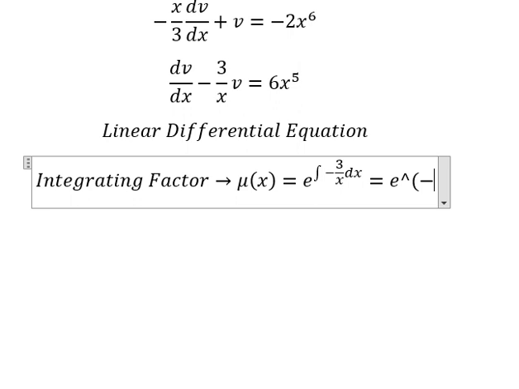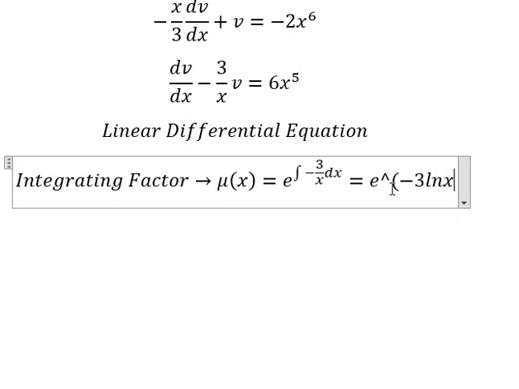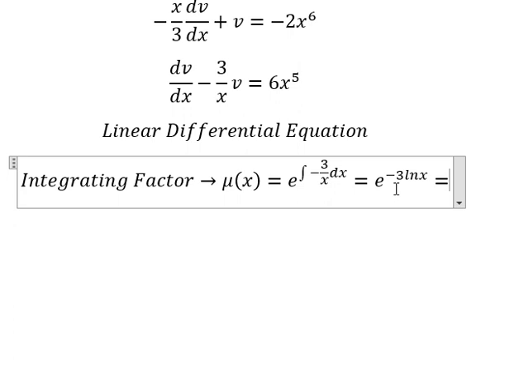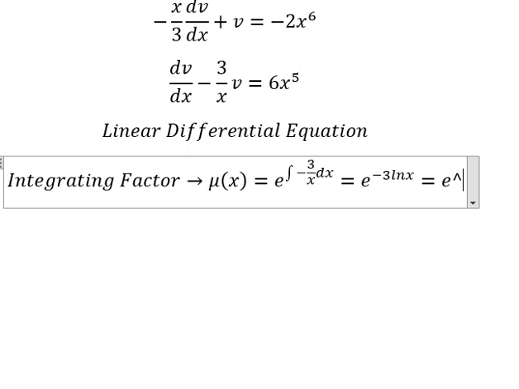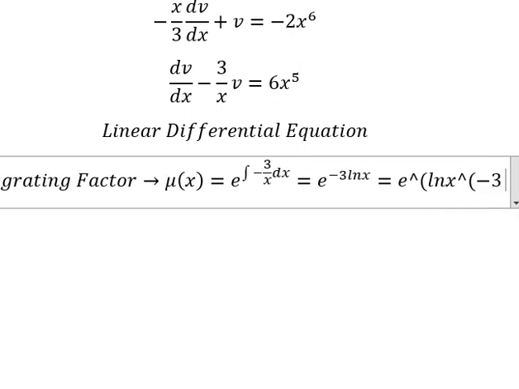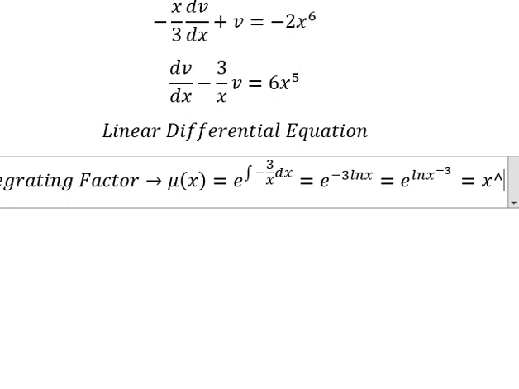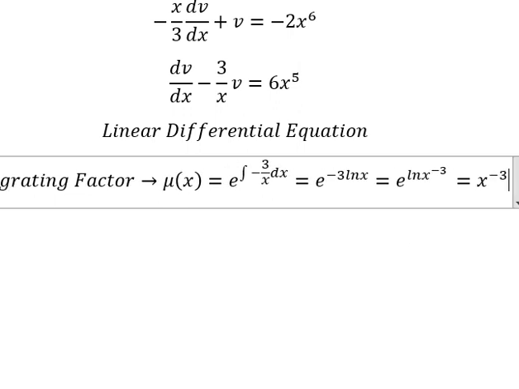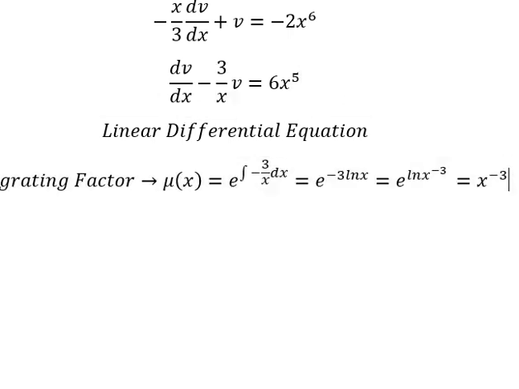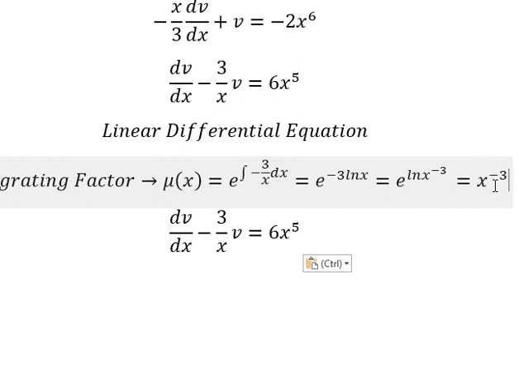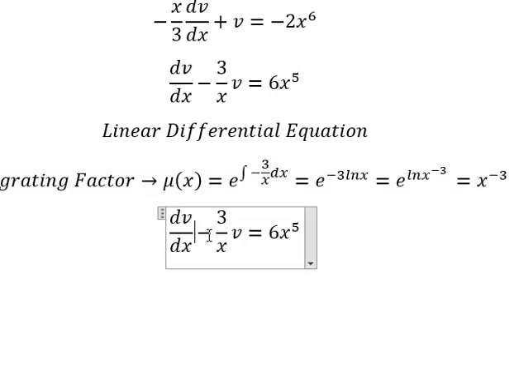This one we have negative 3 of x. Later, I will put negative 3 inside the natural log in here. And we have x to the power of negative 3. That means we multiply both sides by this one.